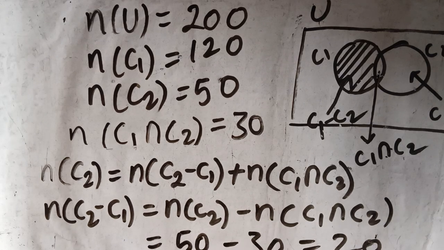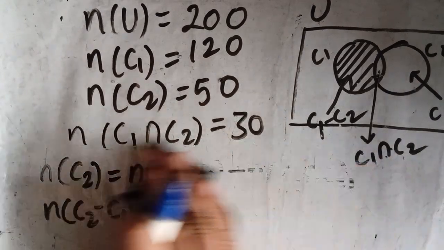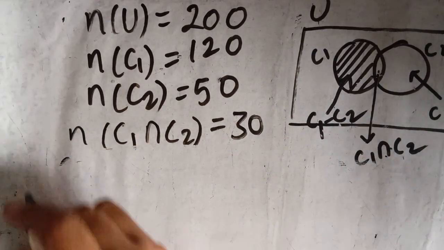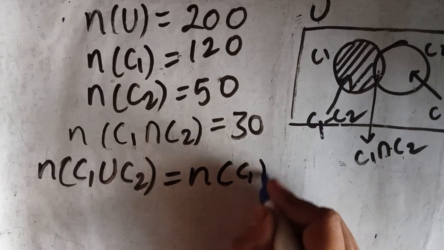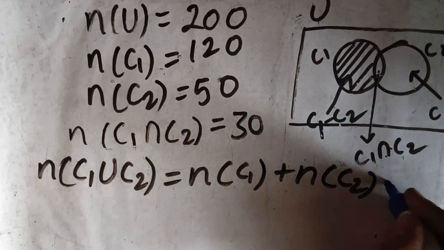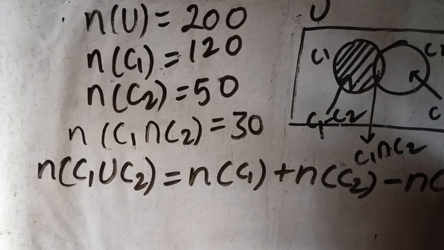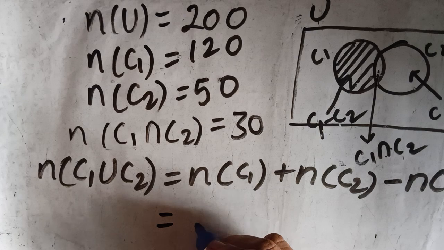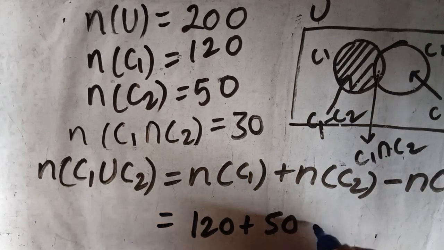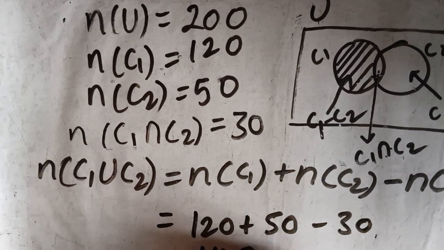Now the last one is chemical C1 or C2. Now since 'or' is there, this is your union. C1 union C2 is n of C1 plus n of C2 minus n of C1 intersection C2. So for C1 or C2, 120 plus 50 minus 30, so 140.